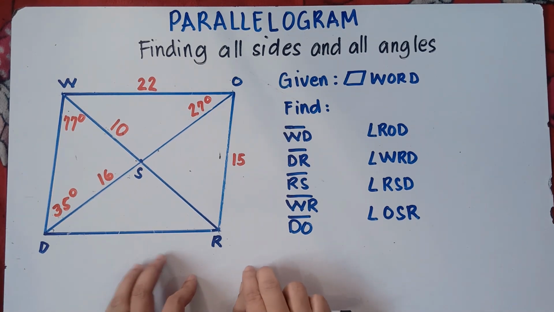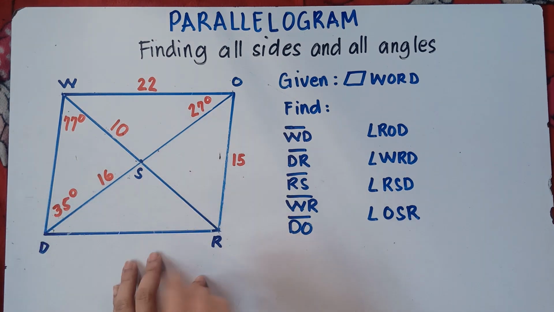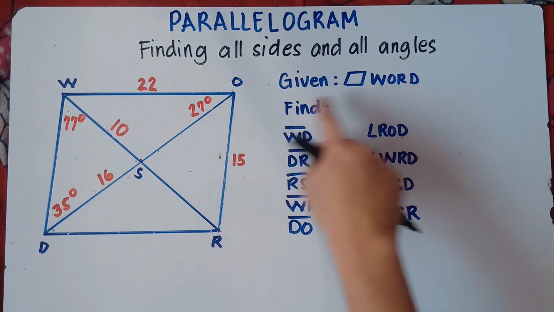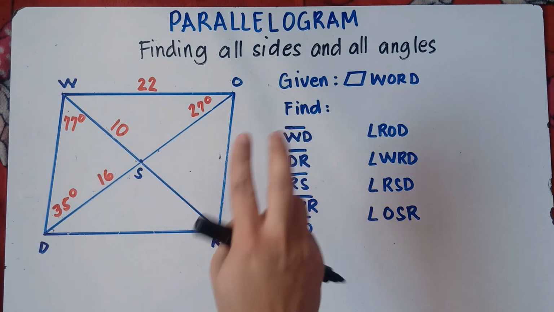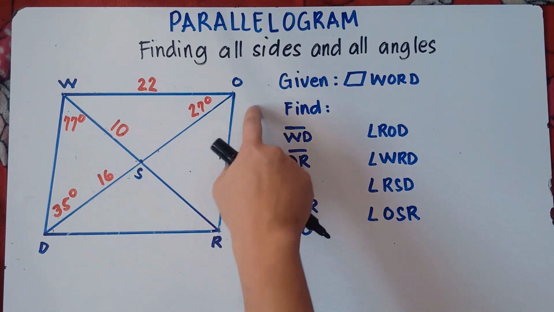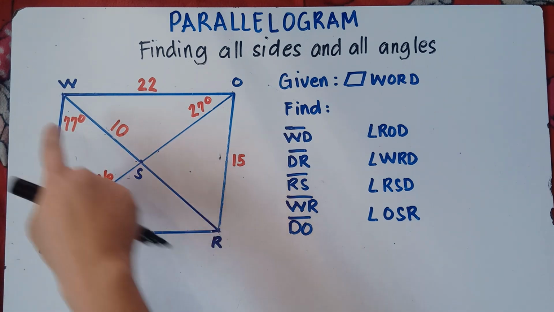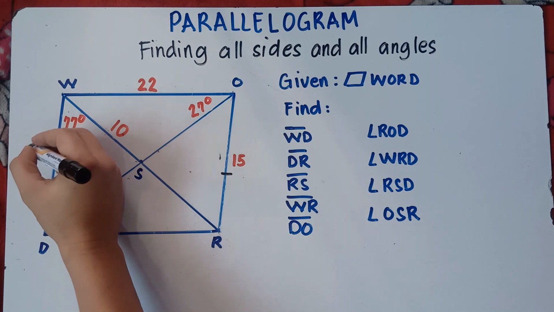Alright, let's start. Before labeling the answer, let's first find all sides and all angles. We are given parallelogram WORD. Line segment OR is 15. And do not forget the first property of parallelograms: opposite sides are congruent. Therefore, line segment WD is also 15 because opposite sides are congruent.